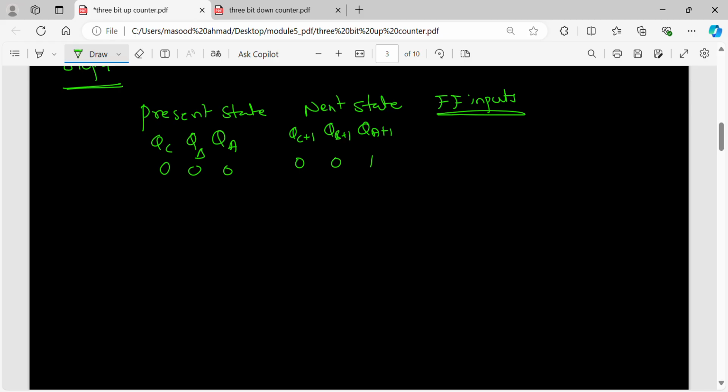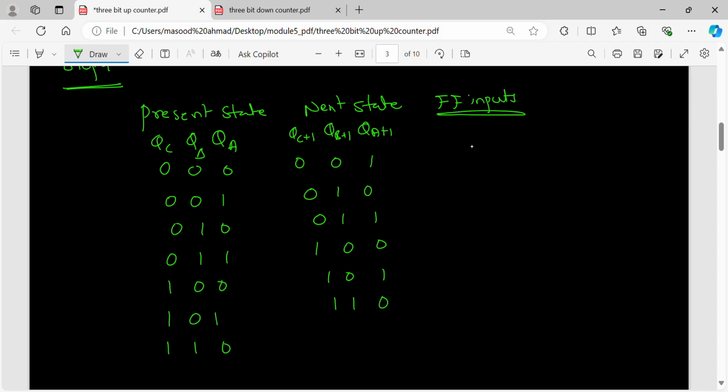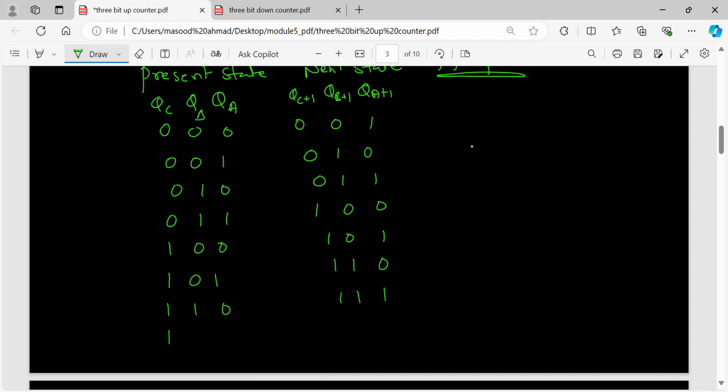Then the present state 0 is going to next state 1, that means 000 to 001. If the present state is 001, it will go to 2, so 010. If the present state is 010, it should go to 011. If 011, it should go to 100. If 100, it should go to 101. That is the exact state diagram I have shown. If 101, it should go to 110. If 110, it should go to 111. If 111, it should go to 000. So the cycle repeats.